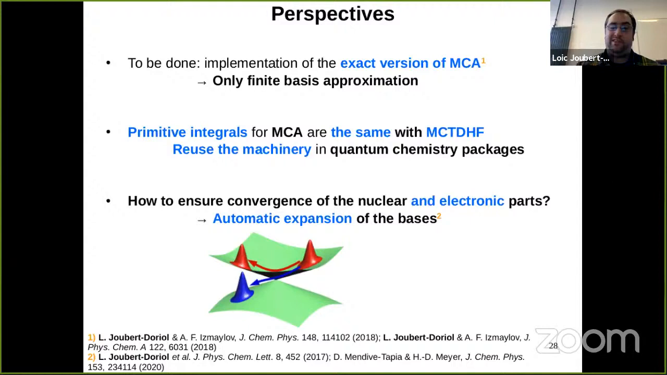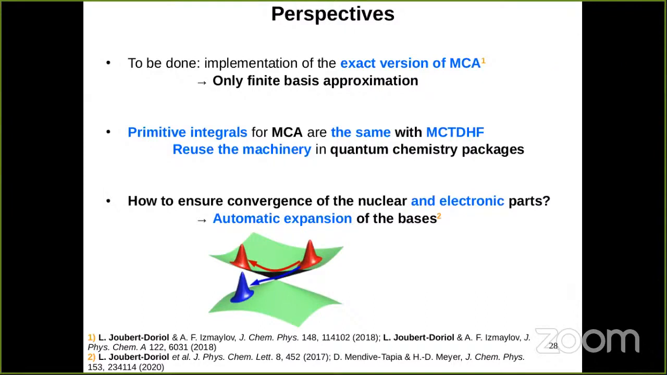And basically the same work was done by David Mendive-Tapia and Hans-Dieter Meyer, but they did that in general for multilayer MCTDH. And it's also variational. So just if I can give more context. Okay, so the difference in your approach is that you take into account that there may be other bases around. Yeah, they can already pick up some population, exactly. But you still have some threshold. You need that, yeah. Yes.